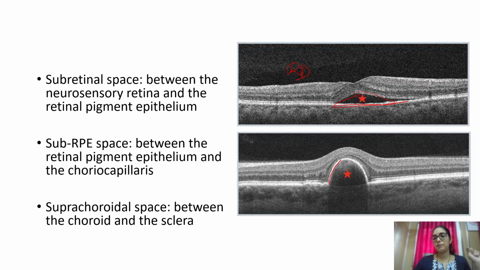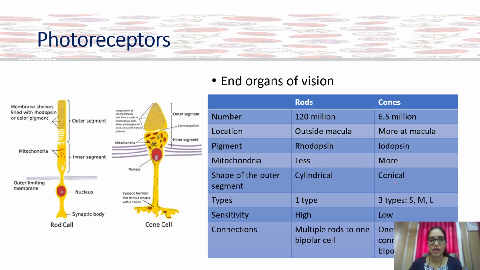So what is a sub-RPE space? You can see that the RPE is elevated here. This is known as an RPE detachment, or pigment epithelial detachment, also known as PED. These are various conditions we'll discuss later. Then the space between the sclera and the choroid is known as the suprachoroidal space.